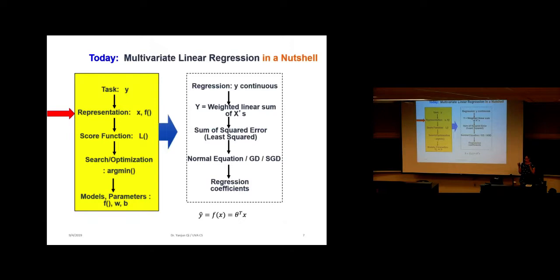Okay, so we've talked about the task. Now let's talk about representation. In summary, the representation of linear regression is just f(x), my predicted y, which is a weighted linear summation of the x features. So that's my representation.